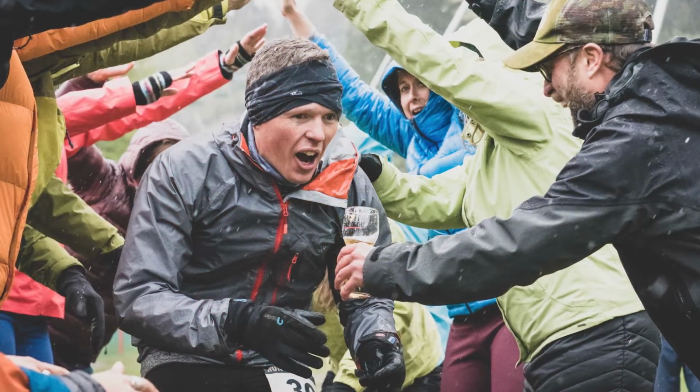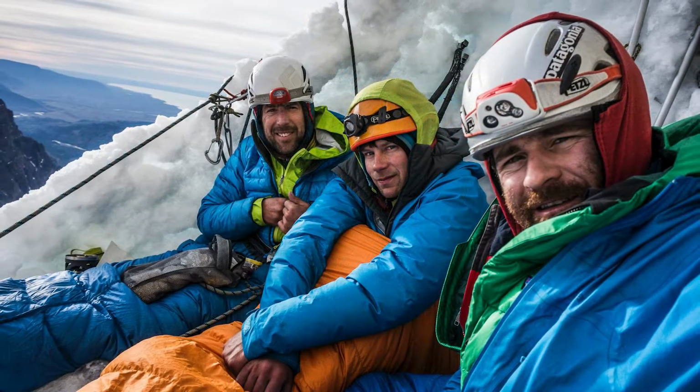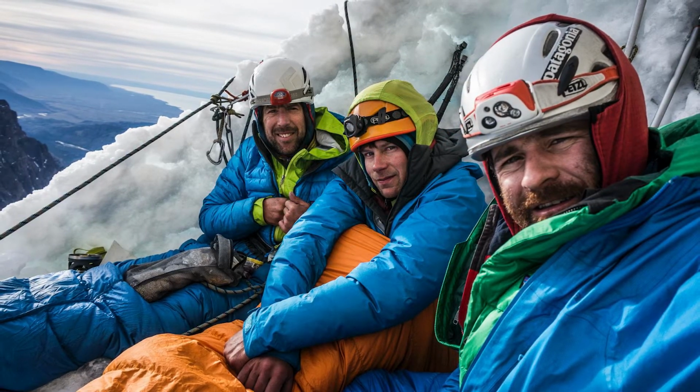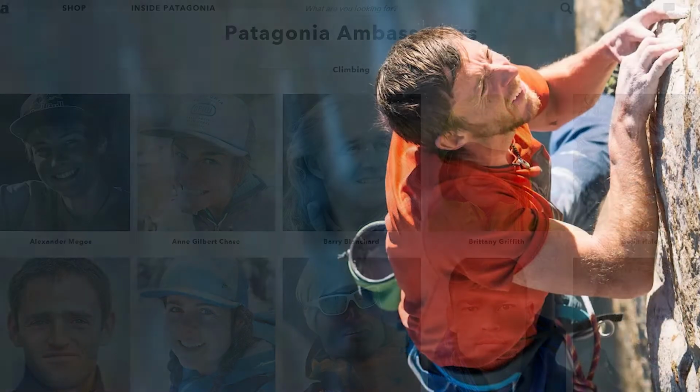That's why they put such emphasis and focus on their brand ambassador program, allowing well-known, well-respected people who love their products to organically promote the brand on their behalf. Patagonia brand ambassadors include well-renowned rock climber Tommy Caldwell and trail runner Chrissy Mole.